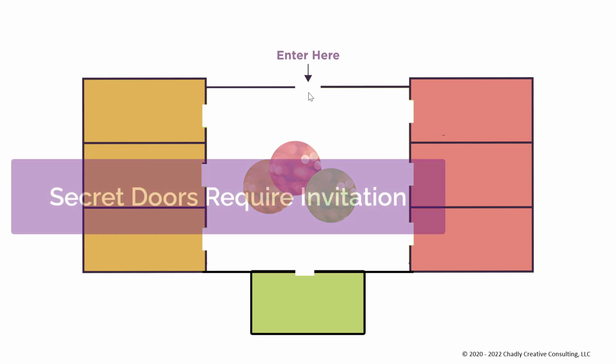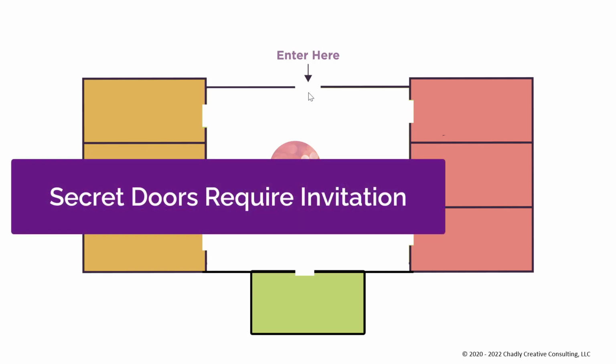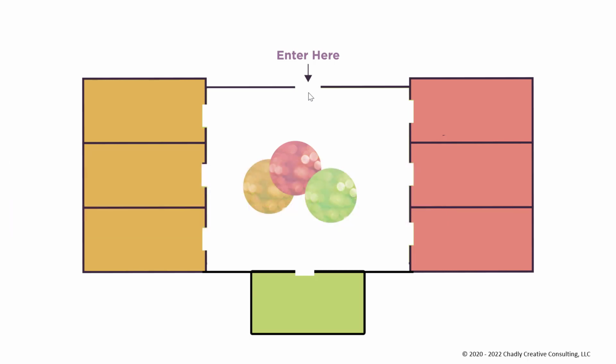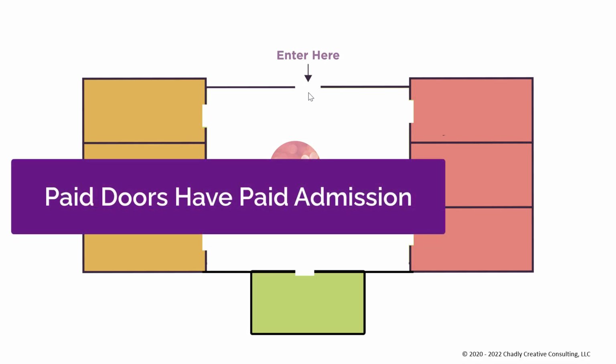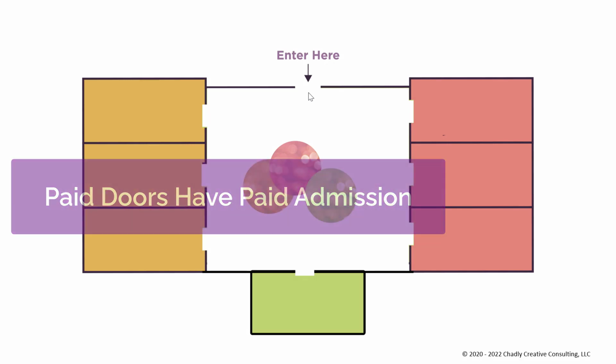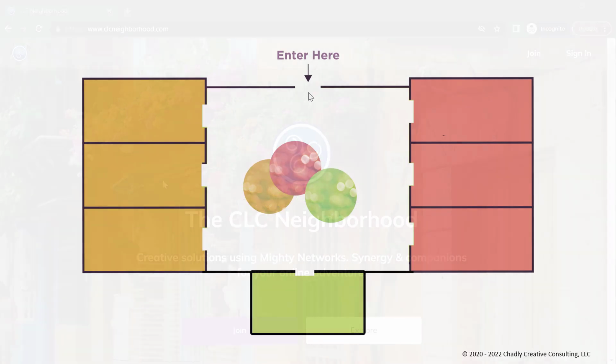A secret door is one that you can't even see unless someone tells you it's there and invites you in, or you're already a member of that space. And a paid door means that you're providing payment in exchange for coming in. It might be money, it might be a crypto token.